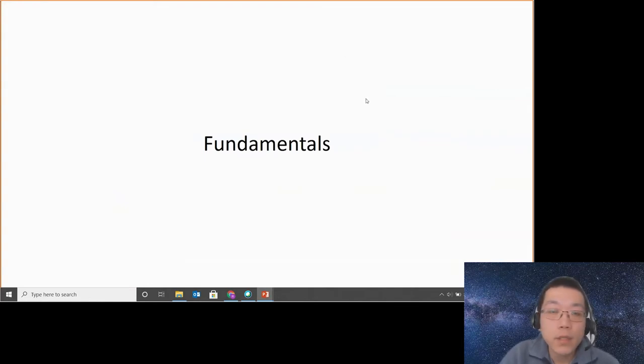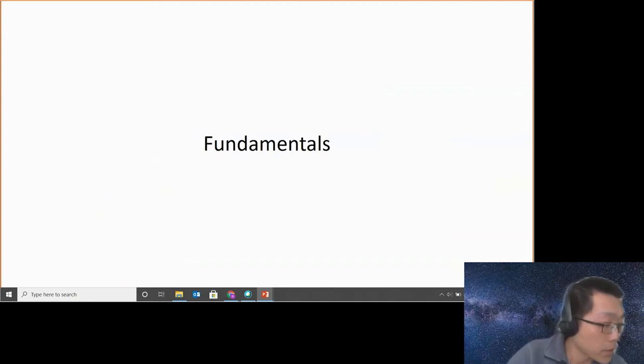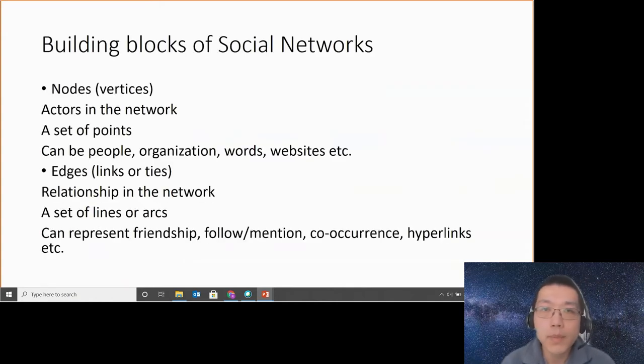Next, let's talk about some fundamentals, so we all have the same basic language to talk about social network analysis. The building blocks of social networks consist of nodes and edges. Nodes, also known as vertices, refer to the actors in the network and can be plotted as a set of points. Depending on what you are studying, they can be people, organizations, words, websites, etc.